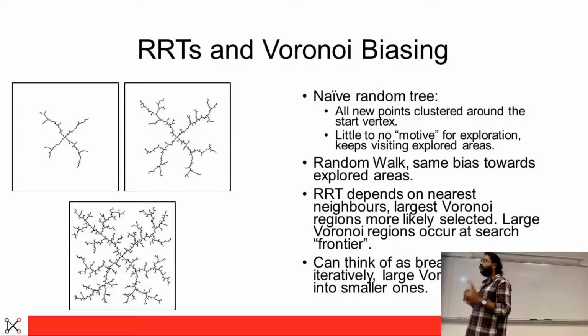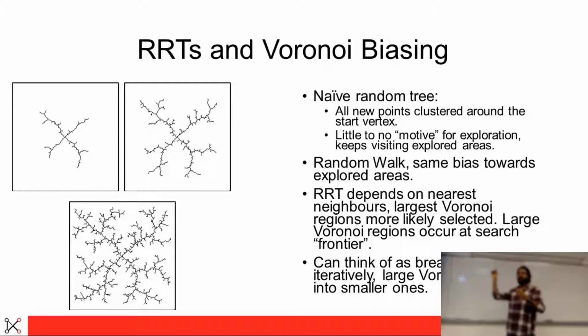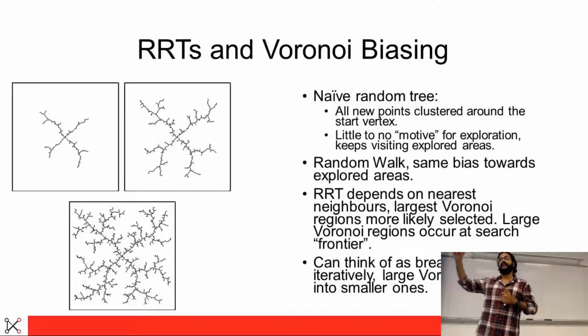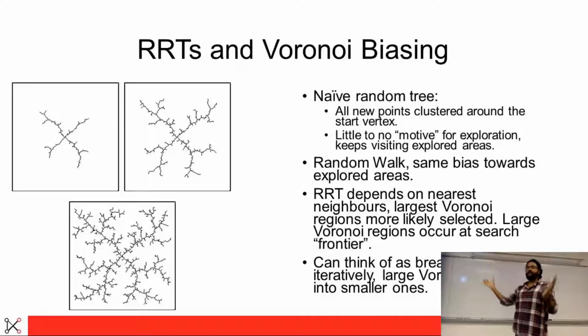But because RRT depends on the nearest neighbors, as we discussed, which is that the next point will be connected to the nearest point, what that means is that the largest Voronoi region areas are selected at every iteration. And as a result, the bigger regions start getting broken up into smaller and smaller regions.